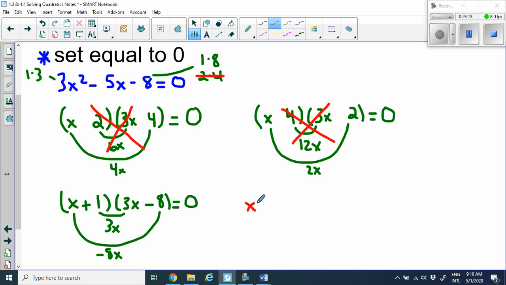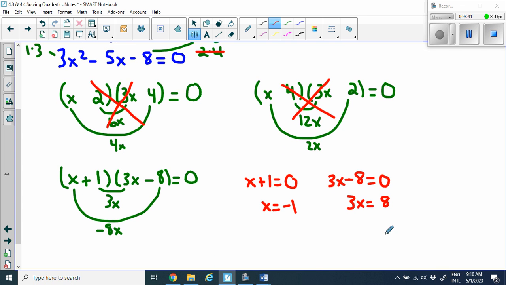So now I'm going to set my factors equal to 0. So x plus 1 equals 0, and 3x minus 8 equals 0. And I'm going to go ahead and solve. On the first one, I subtract 1 on both sides, so I get x equals negative 1. On the second, I need to add 8, so I get 3x equals 8. And then I divide both sides by 3, so I get x equals 8/3.